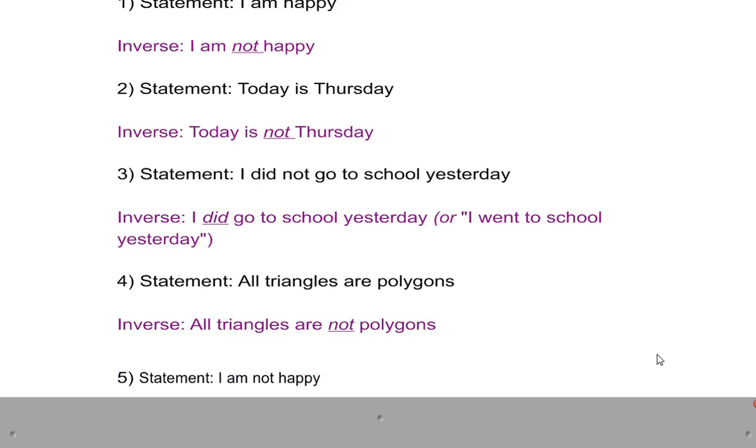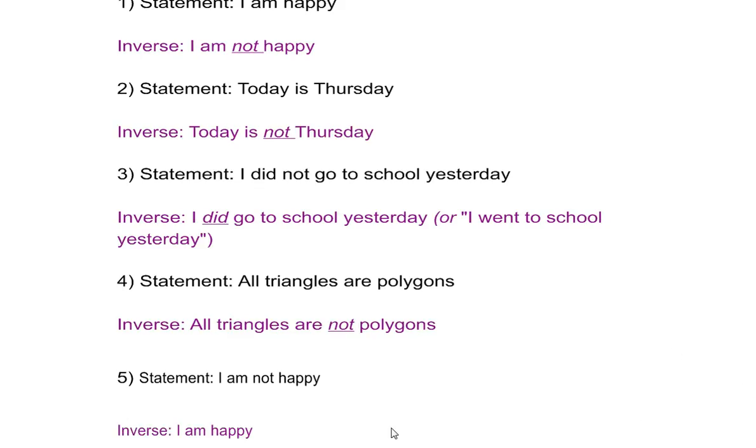Let's take the fifth and final one. I am not happy. Again, notice how in the statement we have a negative. And when we want to take the inverse of the statement, we have to negate the negative. And when you negate a negative, you make it positive. So I am not happy. To take the inverse of that, I am happy.